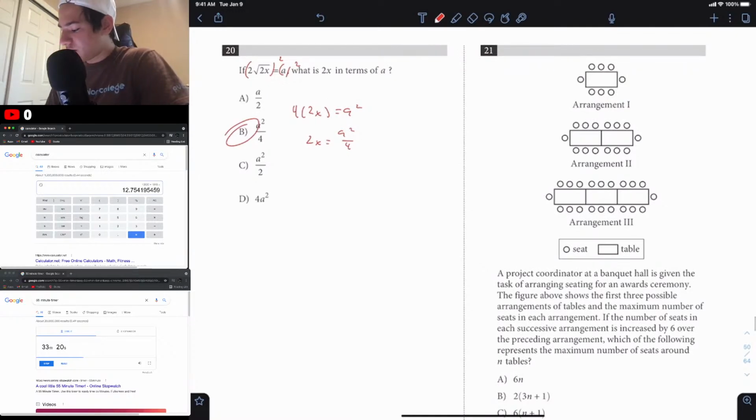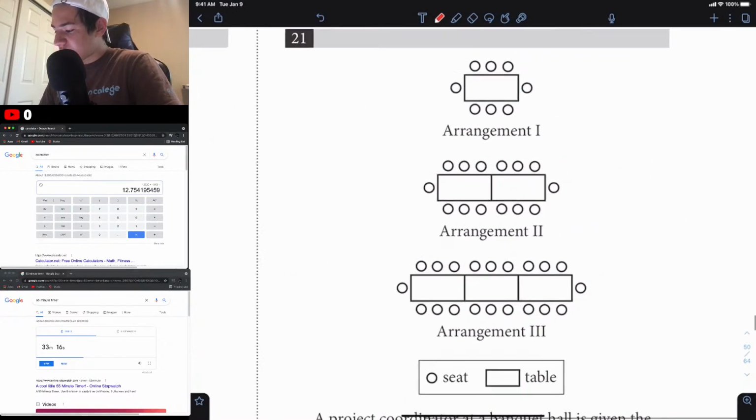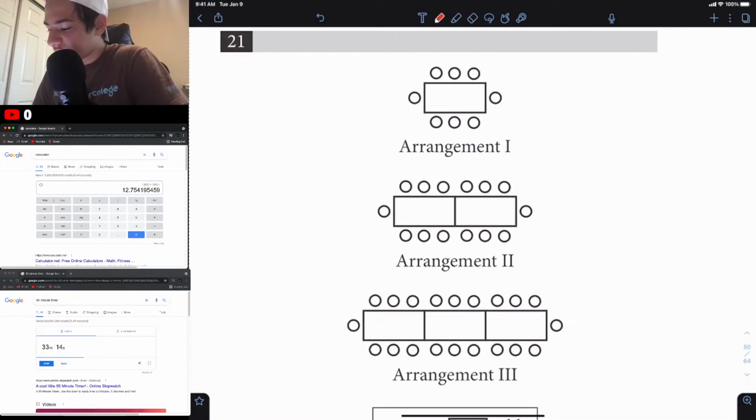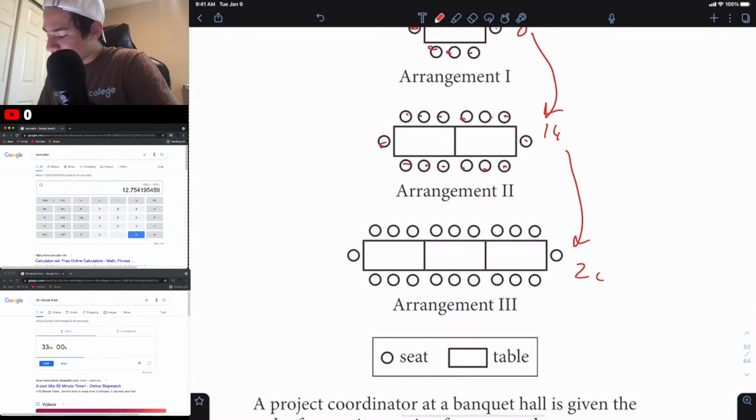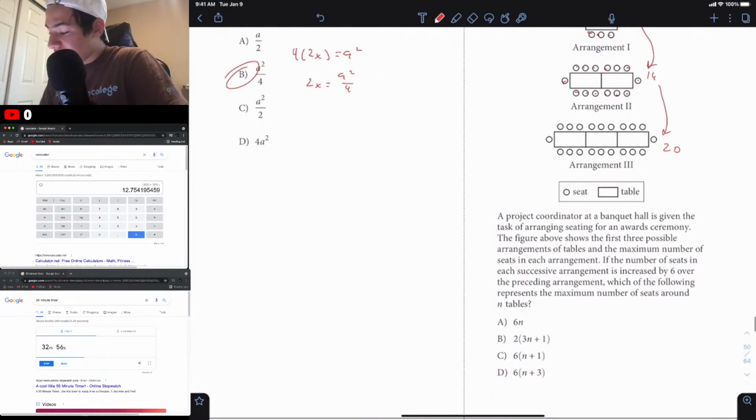I'm going to go ahead and plug in. I think that's the easiest one. So the maximum number of seats for arrangement 1 is going to be 1, 2, 3, 4, 5, 6, 7, 8. So it's 8. This has to be, I'm just going to make sure, but this has to be 14: 1, 2, 3, 4, 5, 6, 7, 8, 9, 10, 11, 12, 13, 14. Yep. And then this is going to have to go to 20 because it's by 6 every time, right? So when I plug in 3 for n, I should get 20.